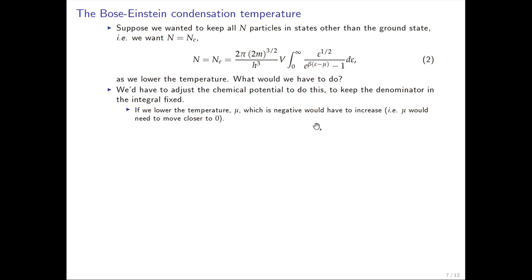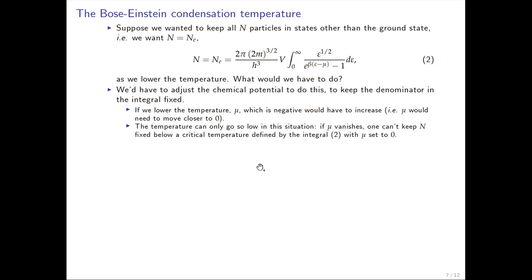Okay? If we wanted to keep this fixed, what you see then is that the temperature can only go so low in this situation because we can't arbitrarily make mu, we can't make mu positive. So if we need to push it closer and closer to 0, at some point we can't push it beyond 0. And so if we keep lowering the temperature, then we can't compensate this factor to keep n fixed, right?